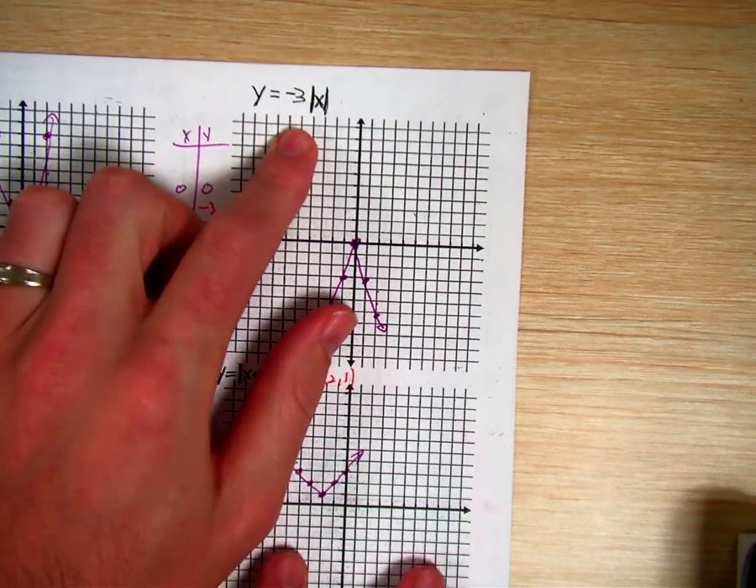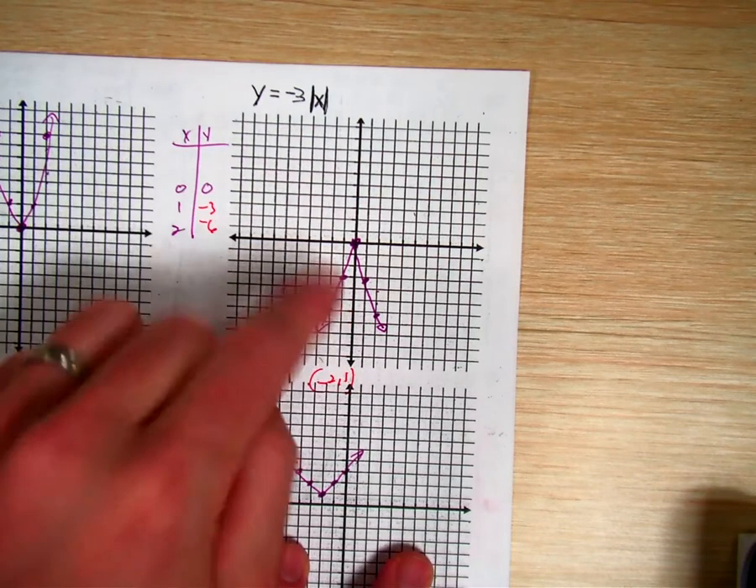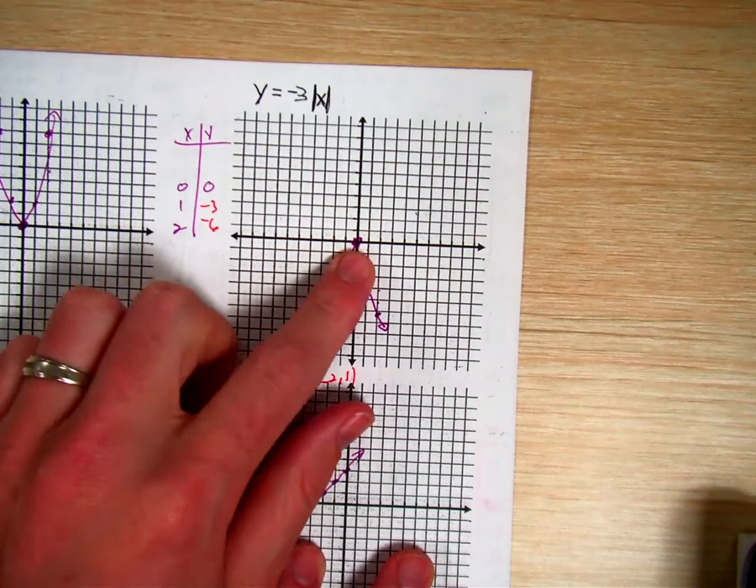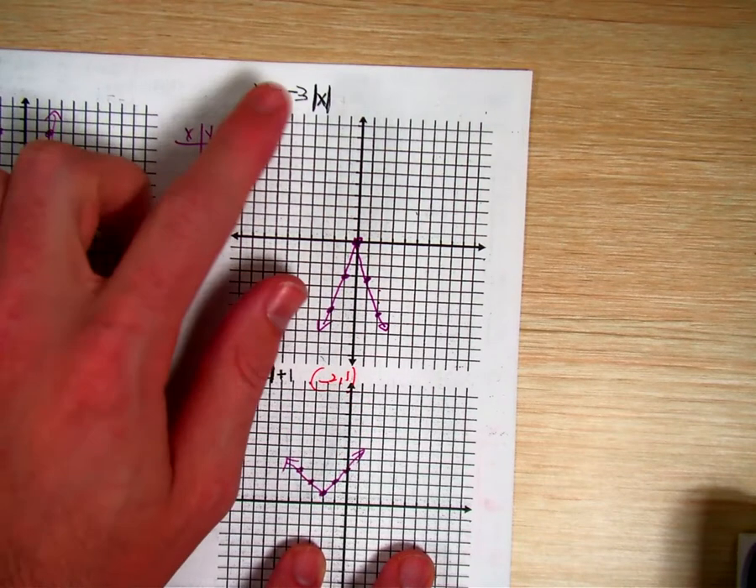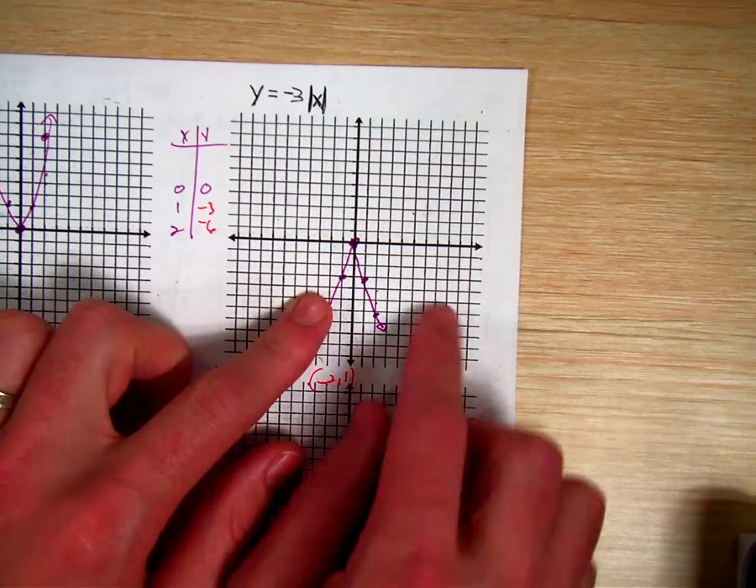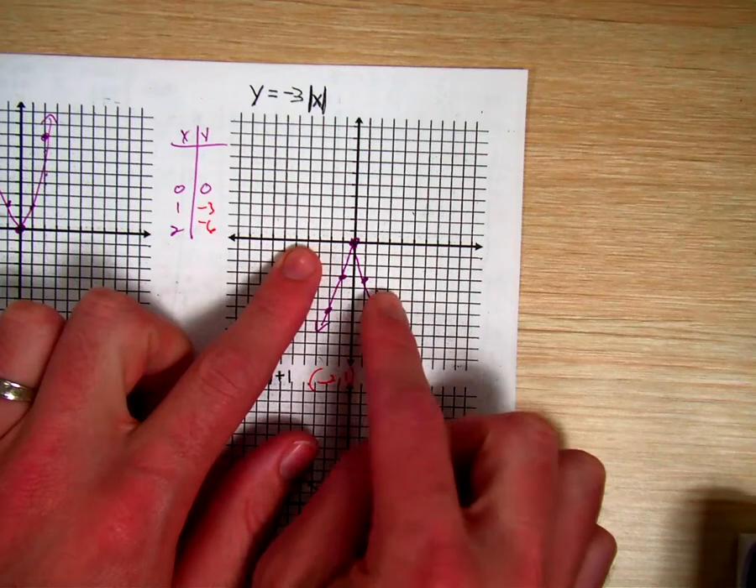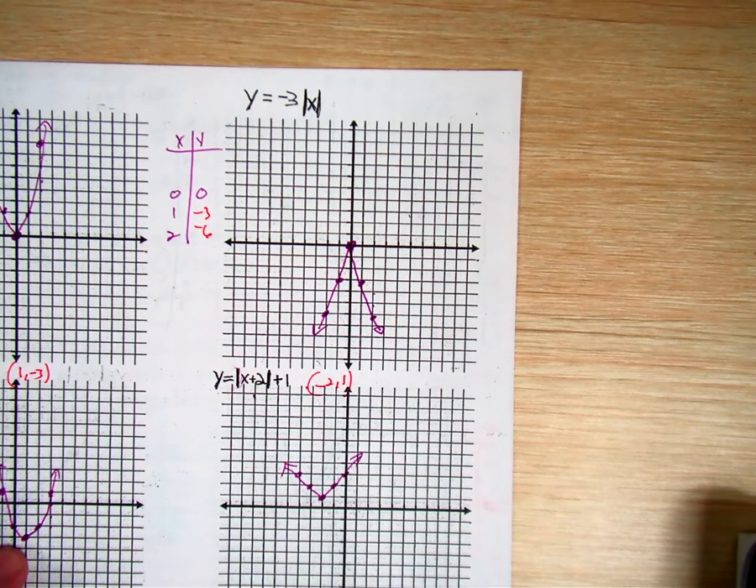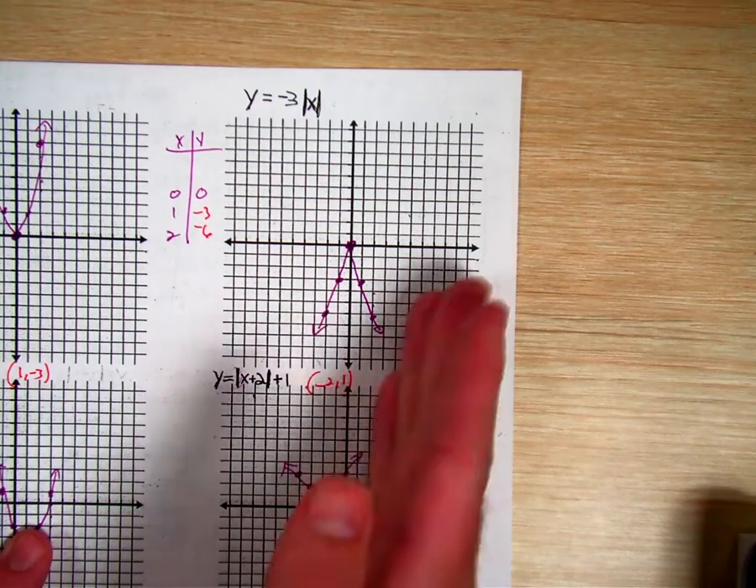Absolute value, negative 3 times absolute value of x. Okay? So there's no left or right or up and down. We're starting at 0, 0. And now this is like our slope. Instead of going up 1, out 1, we're going down 3, out 1 in both directions. T-chart, get you the same thing. Reflect it over.